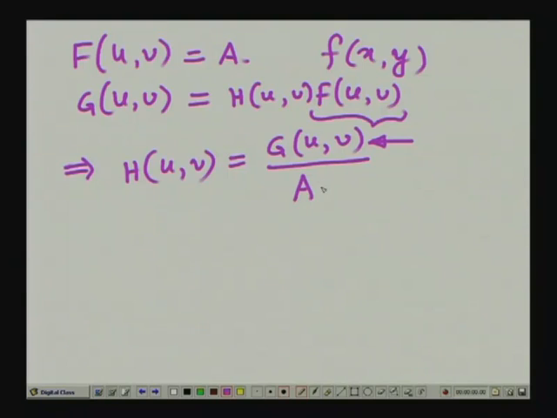A is the Fourier transform of the impulse falling on the lens, and the ratio of these two, that is G(u,v) by this constant A, gives us the degradation model of this particular imaging setup. So here we have obtained the degradation function through an experiment.